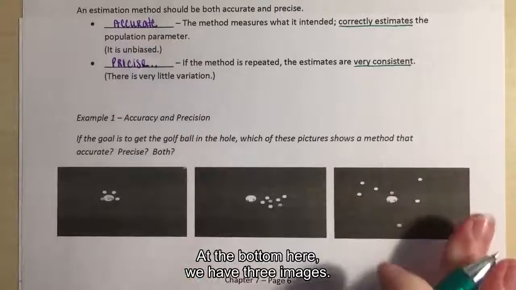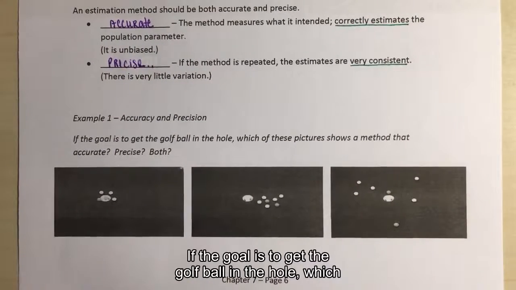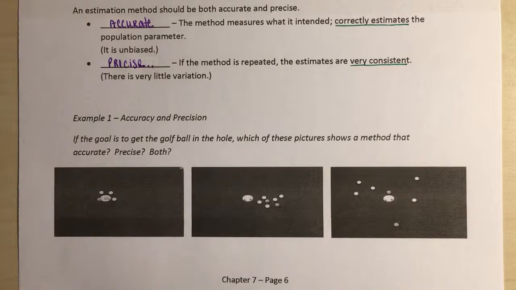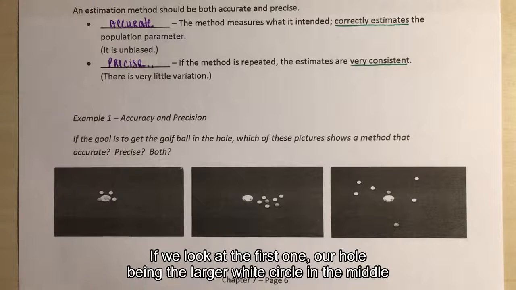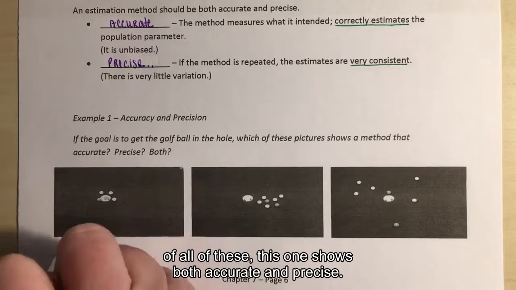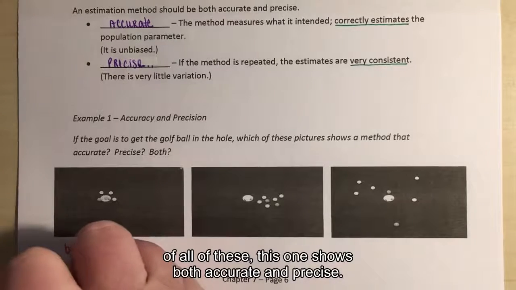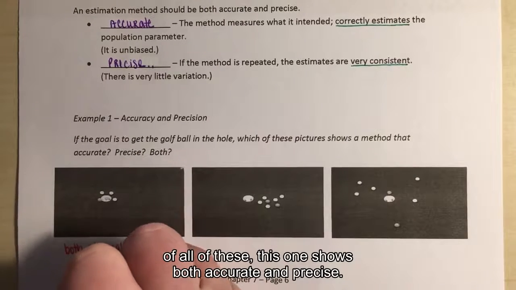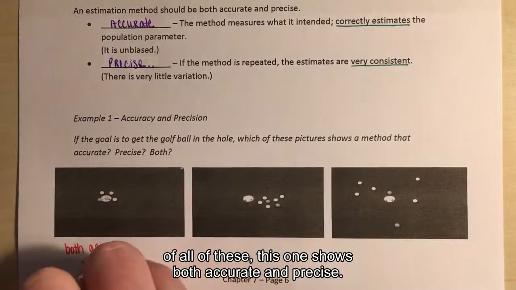Okay, so at the bottom here we have 3 images. If the goal is to get the golf ball in the hole, which of these pictures shows a method that is accurate, precise, and both? All right, so if we look at the first one, our hole being the larger white circle in the middle of all of these. This one shows both accurate and precise.